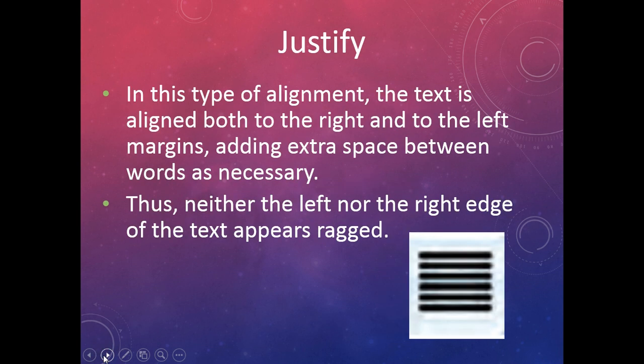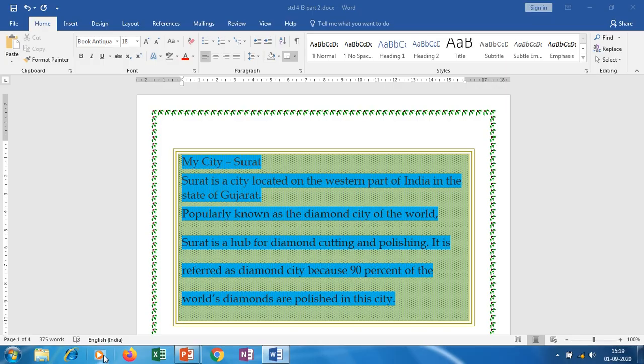And this is the justify. In this type of alignment, the text is aligned both to the right and to the left margins, adding extra space between words as necessary. So if they require any space, they will add the space, and from the right and the left margin it is aligned properly. So from left or right it is not wedged. We will see one by one.